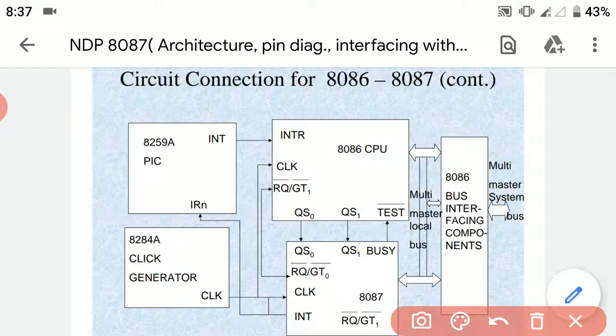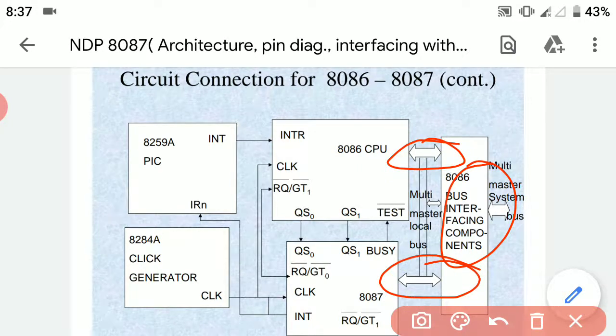This is the common bus interfacing component. Here we can say that this is the unit where the address and data bus of the 8086 processor and the address data bus of the 8087 processor are going to club in the bus interfacing component.